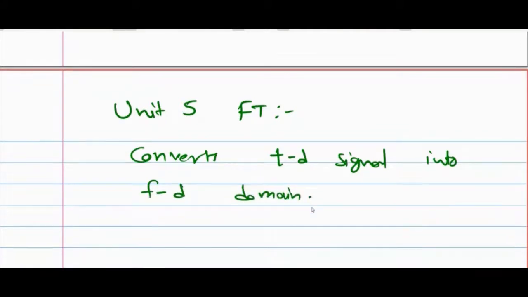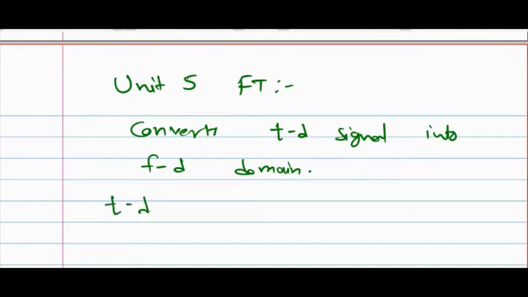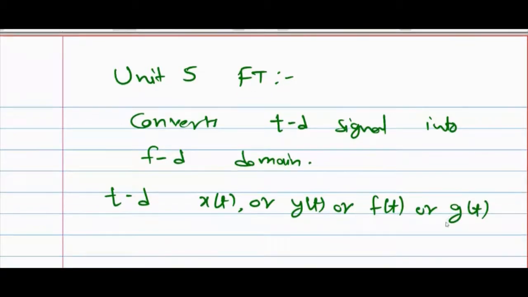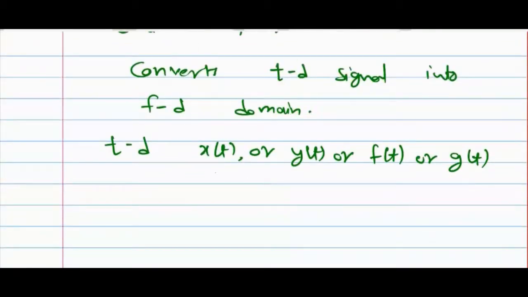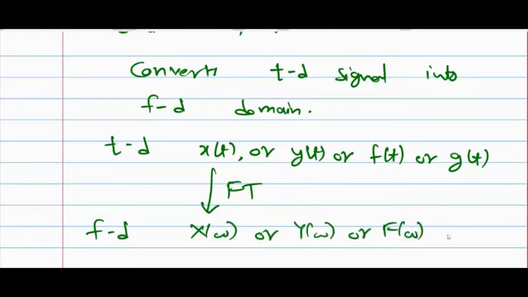That means time domain signal x of t. Time domain signal we are representing by x of t, or you can represent it by y of t, or f of t, or g of t. All these are notations. Then after taking their Fourier transform, we have the frequency domain signal. So x of t will have x of omega, y of t will have y of omega, f of t will have f of omega, g of t will have g of omega. So we have converted time domain signal to frequency domain by taking the Fourier transform. It is a transform. Transform means converting from one domain to another.